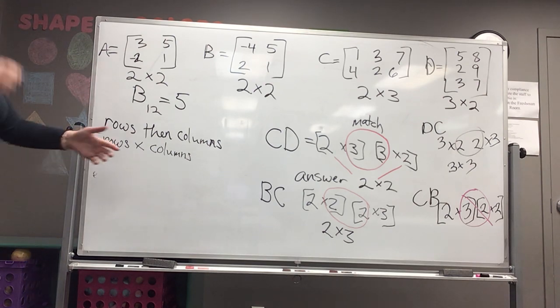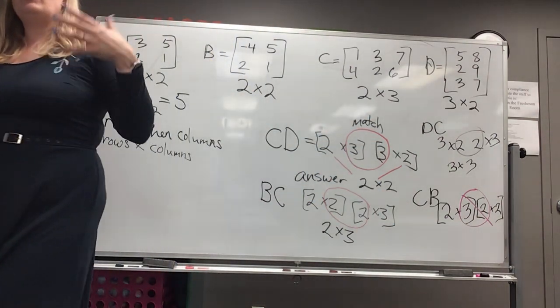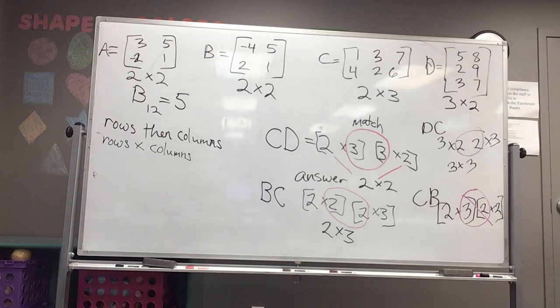And so of the 4 that I gave you, CD, BC, DC, CB, CB would be the one that does not exist because those inner dimensions aren't matching up.